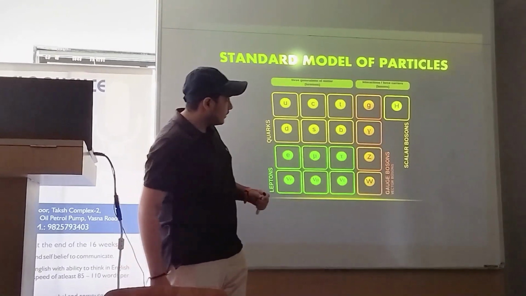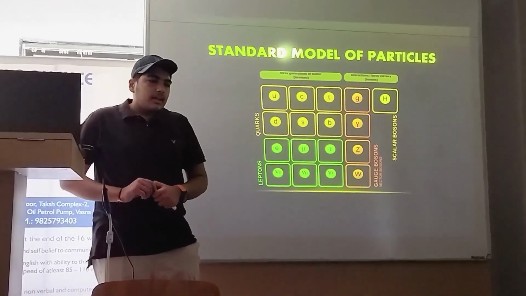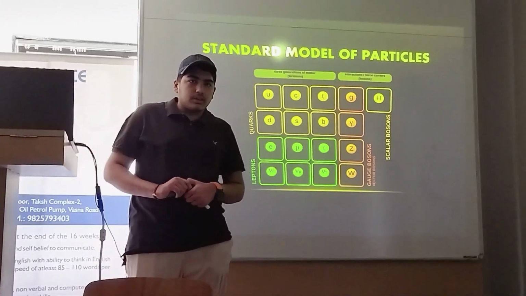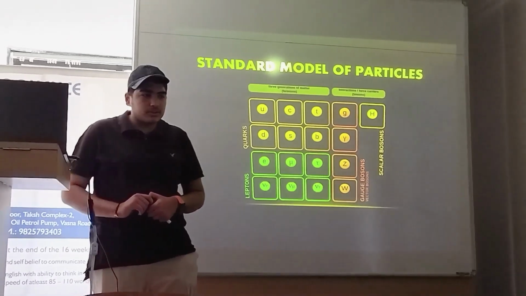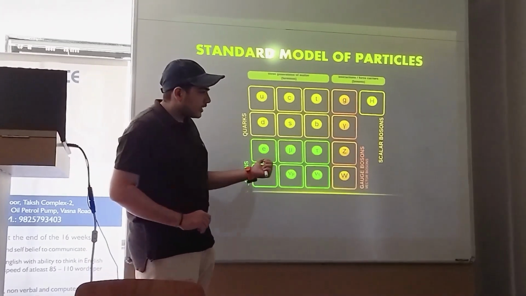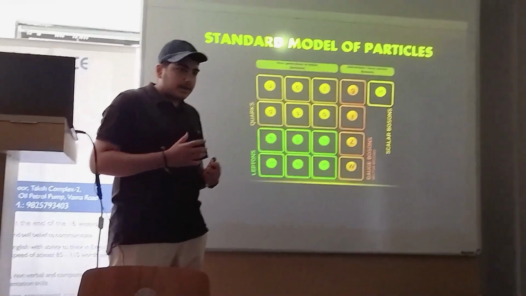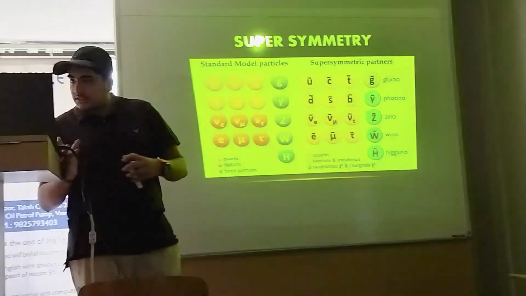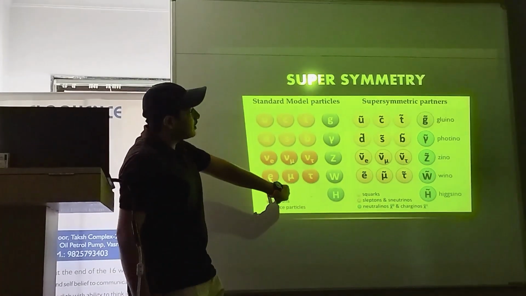What supersymmetry tells us is that in order for string theory to work, we have to have a new symmetry in our universe. That is supersymmetry. What supersymmetry says is that for all these fundamental particles, there should be an exact mirror of the particles. These are the supersymmetric particles, and when compared, these are the standard model particles.